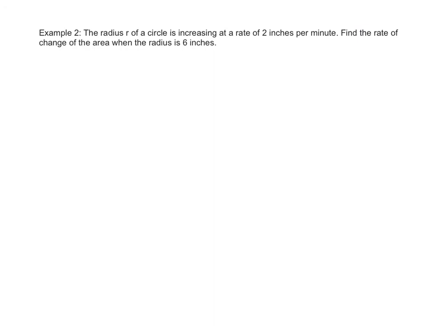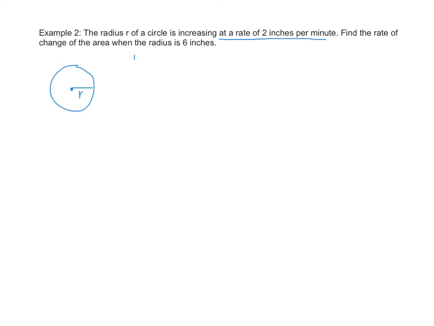Okay, here's our next example. We're talking about a circle. And within this circle, we know we have a radius. So we'll label that R. And we're told that the radius of the circle is increasing at a rate of 2 inches per minute.